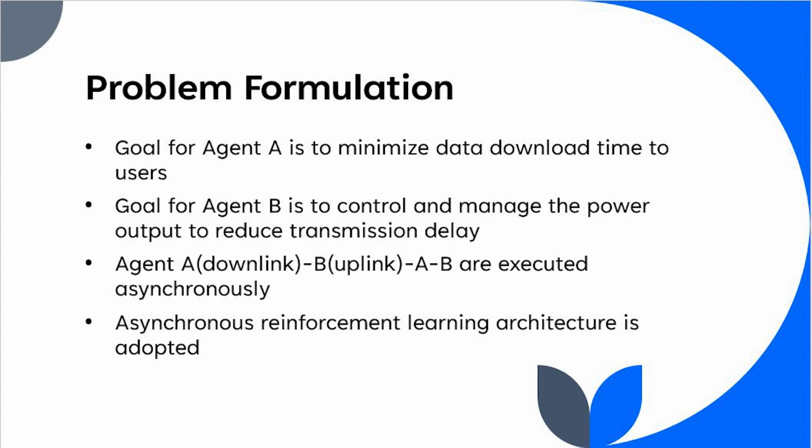The concern for Agent B is that the UDs cannot expend maximum power all the time, as this will result in great interference. So, the goal for Reinforcement Learning Agent B is to control and manage the power output to reduce transmission delay. Since downlink and uplink are executed asynchronously, we adopt our asynchronous reinforcement learning architecture.